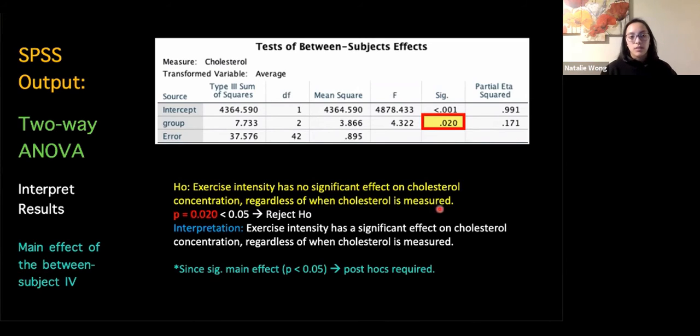Since that's less than 0.05, we would say that exercise intensity has a significant effect on cholesterol concentration, regardless of when we actually measure the cholesterol. So again, since we have a significant main effect, we would need to look at the post hocs or pairwise comparisons for group in our output.